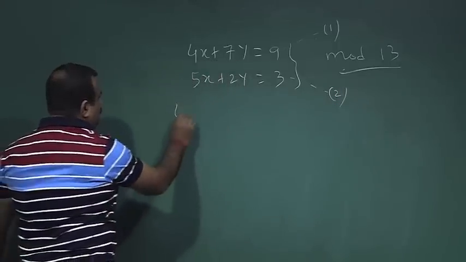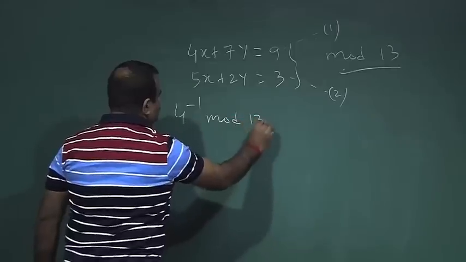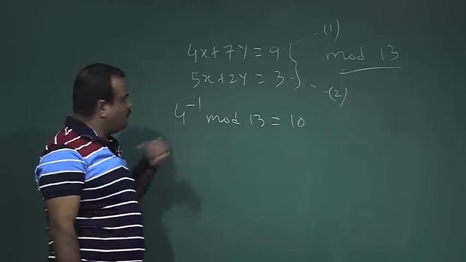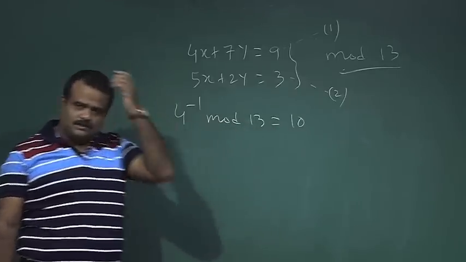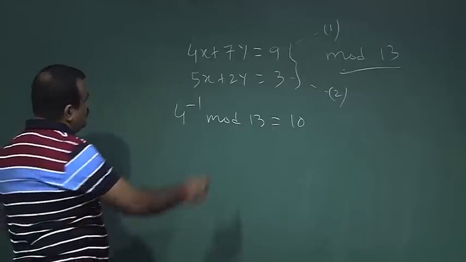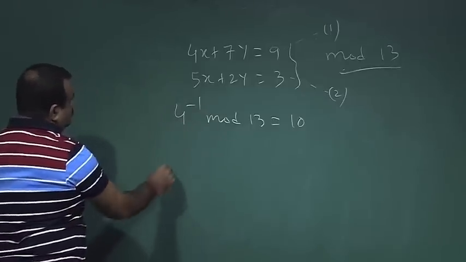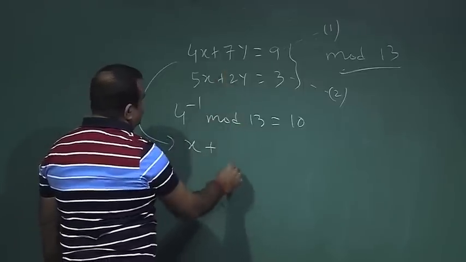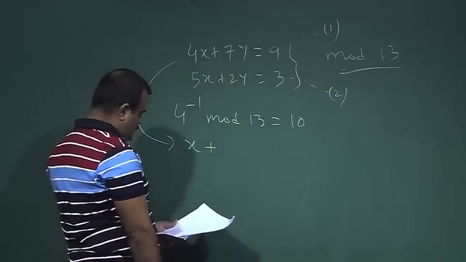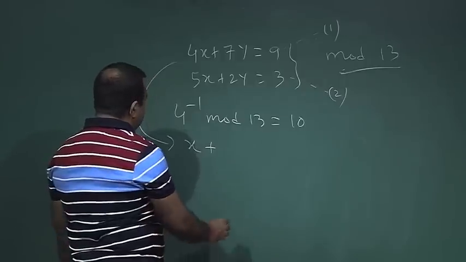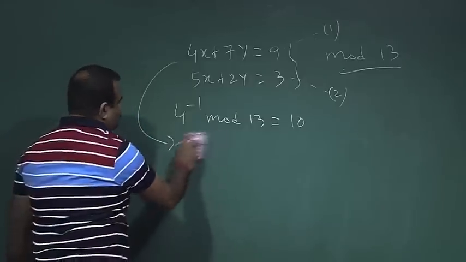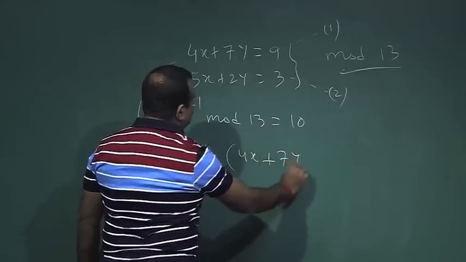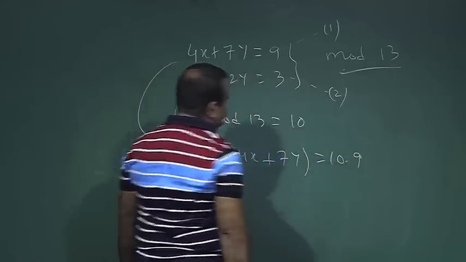So, 4 inverse mod 13 is basically how much? 10, because if you multiply 10 with 4, it is 40, and if you take mod 13, it is 1. So that is basically 10. So we multiply this equation by 10, that means 4 inverse mod 13. So, 10 into (4x plus 7y) is equal to 10 into 9, and every operation is under mod 13.